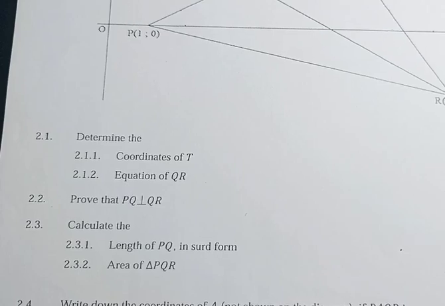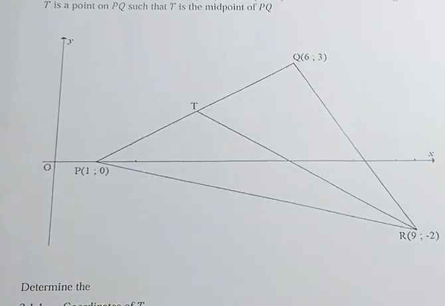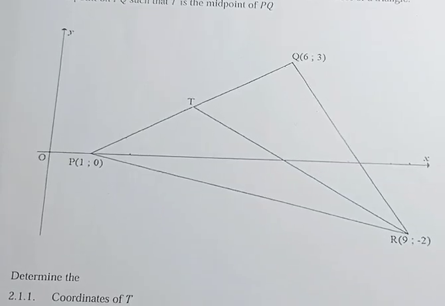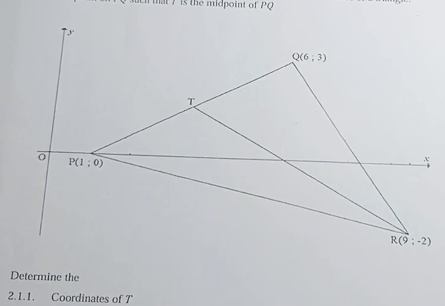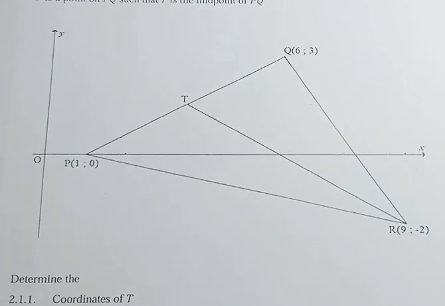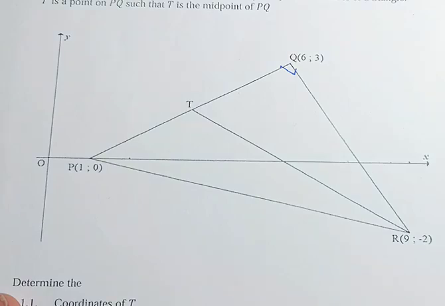So the next question says calculate the area of triangle PQR. So we need to find the area of this triangle. The formula says area is 1/2 base times height. So the base is going to be PQ, because PQ is perpendicular to QR. Which means this angle here, angle Q, is 90 degrees.